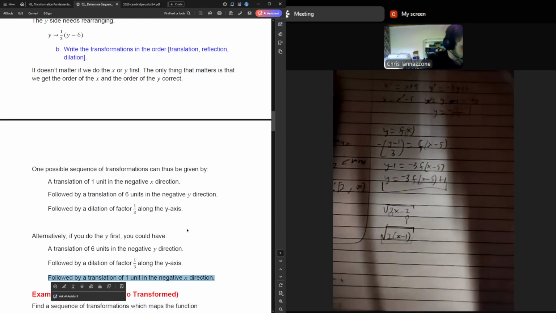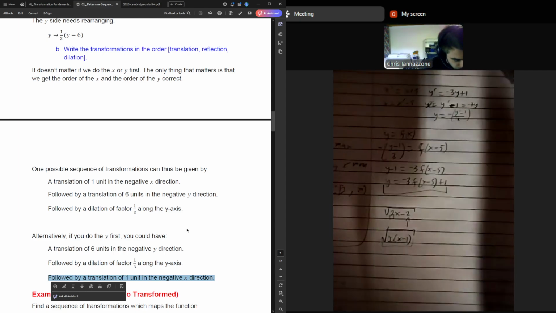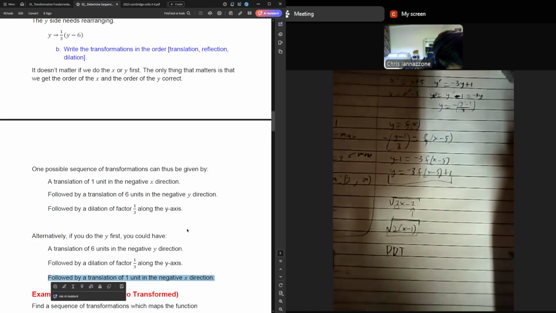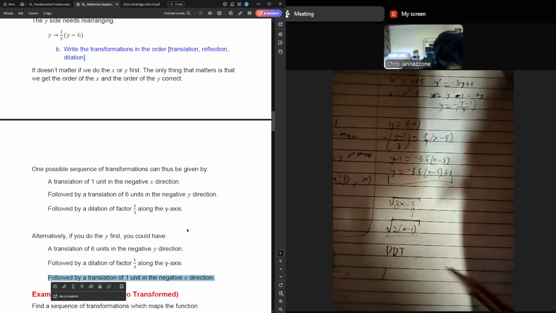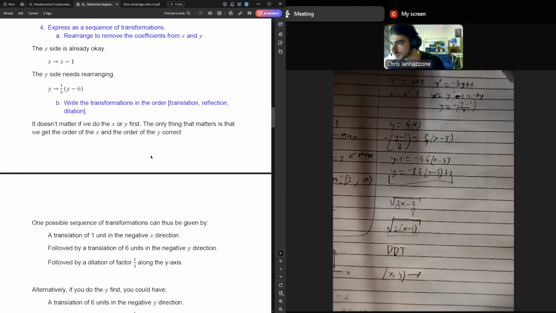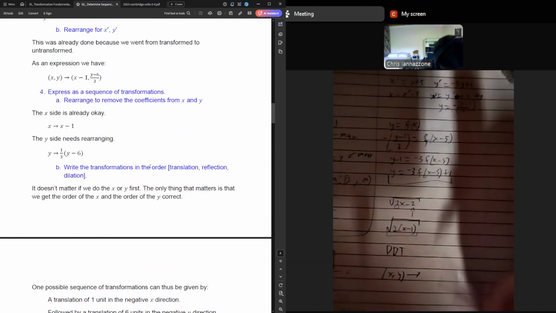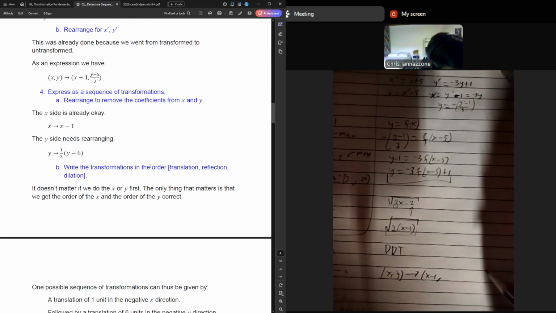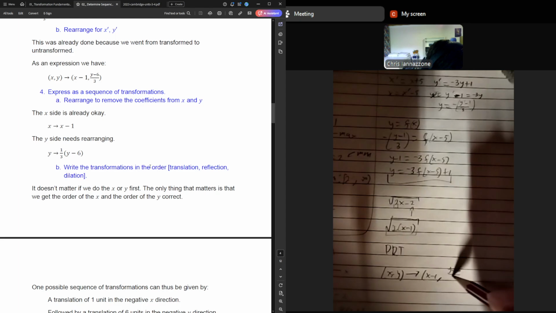Okay, so when do you use DRT? Well, you would use DRT if and only if you take that point that you had. So we had x, y, and it was being moved to x take 1, y take 6 on 3, y take 6 on 3.